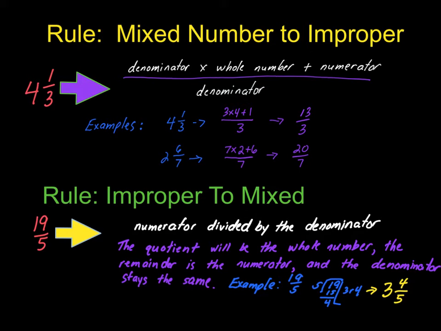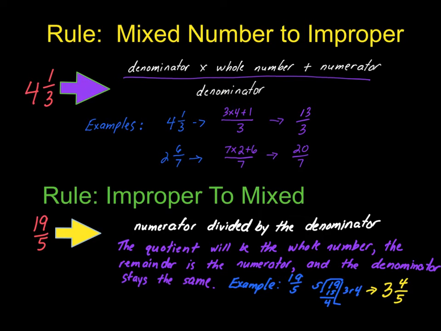Some examples include, if you take 4 and 1/3, you multiply your 3 and your 4, you add 1, which is 13, then our 3 stays the same on the bottom. So we can change 4 and 1/3 to 13/3. If we take 2 and 6/7, multiply our 7 and our 2, we add the 6, that gives us 20, our bottom number stays the same. Okay, so again, quick recap. Denominator times the whole number plus your numerator gives us our numerator, and our denominator never changes.